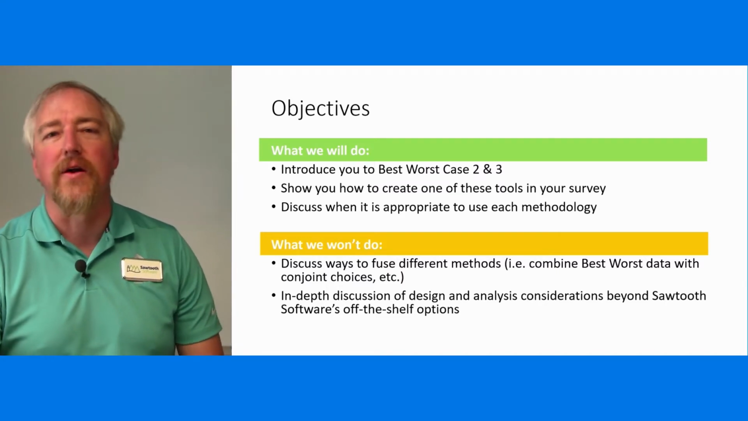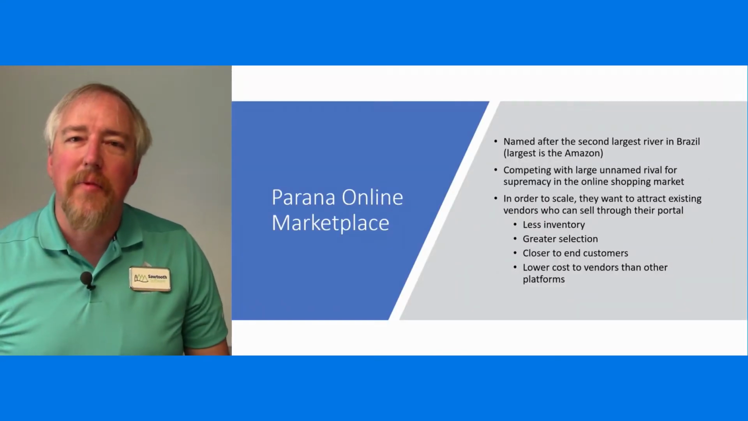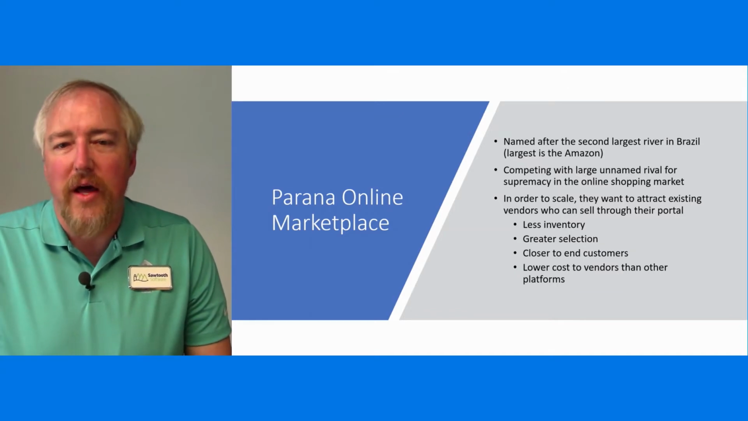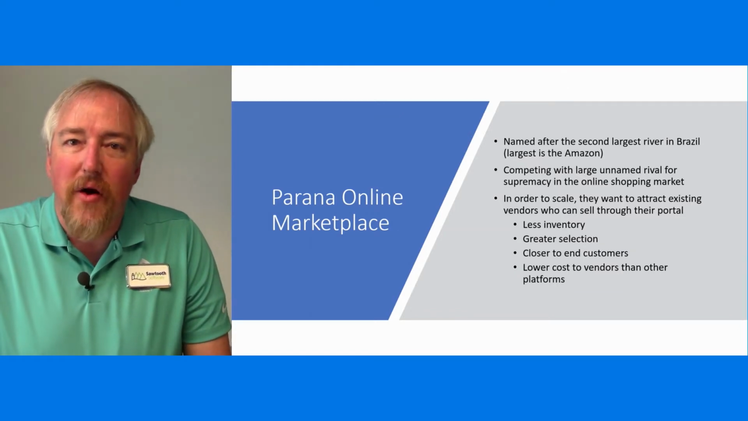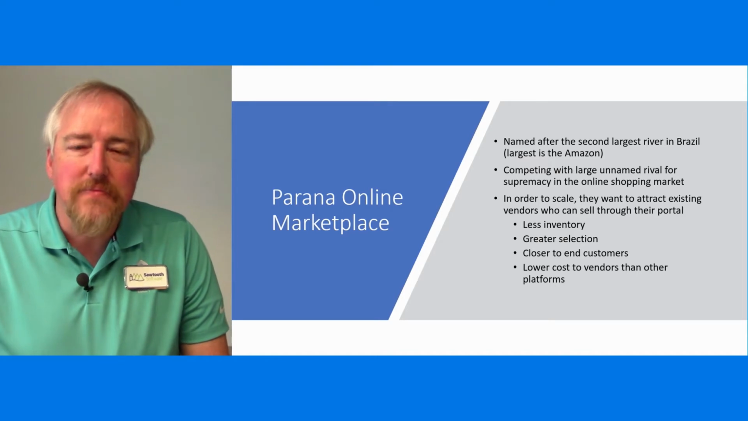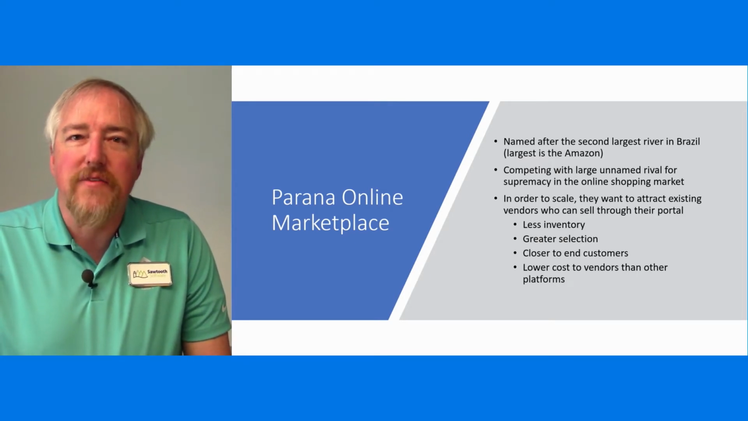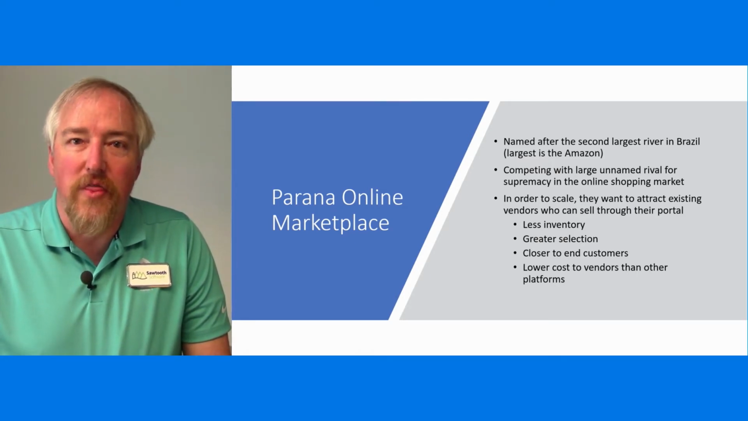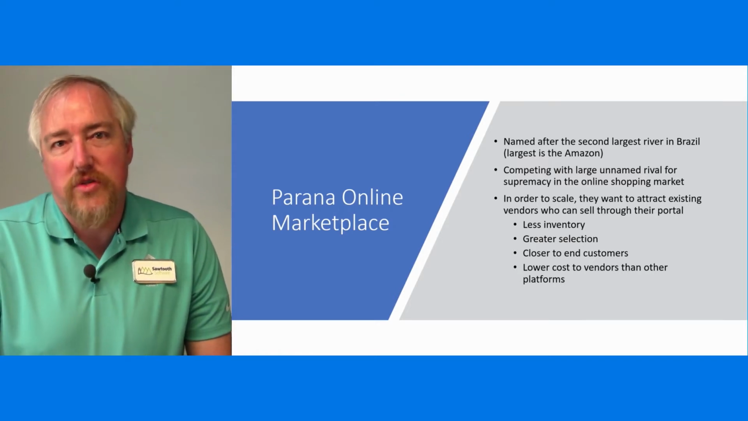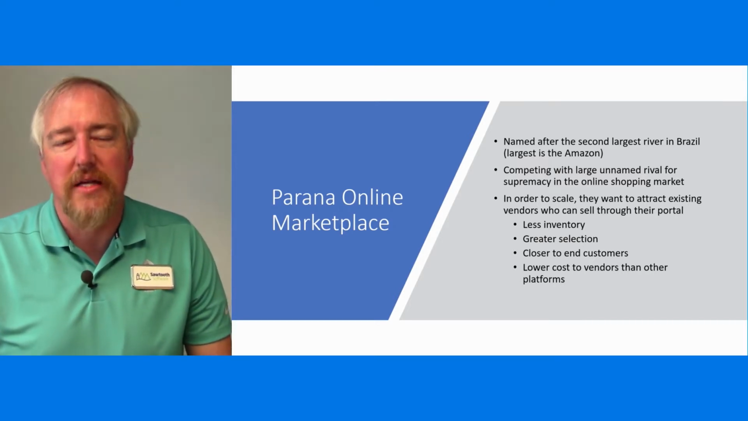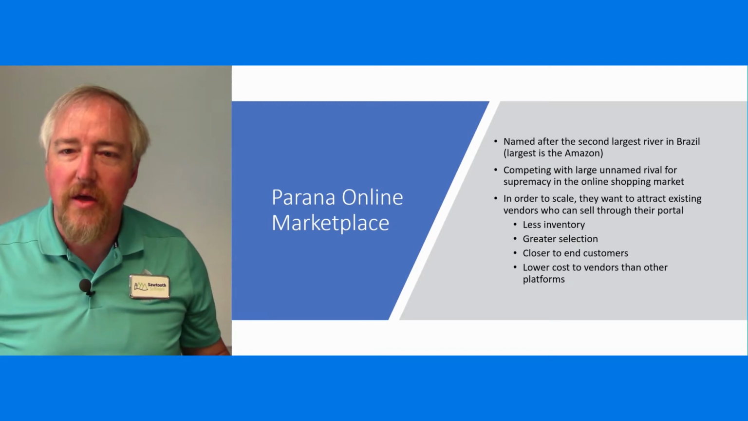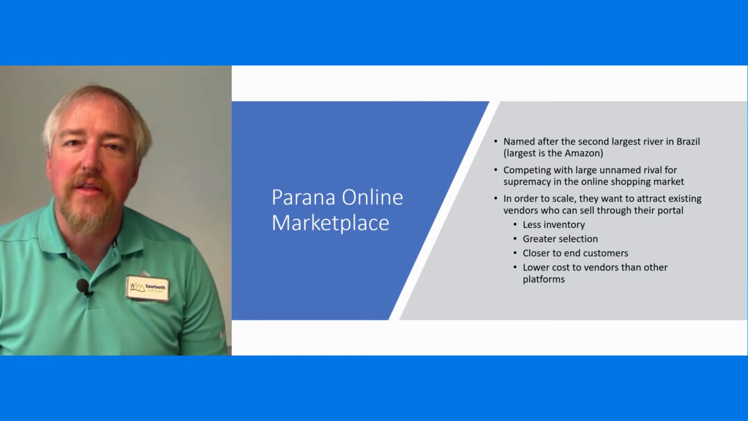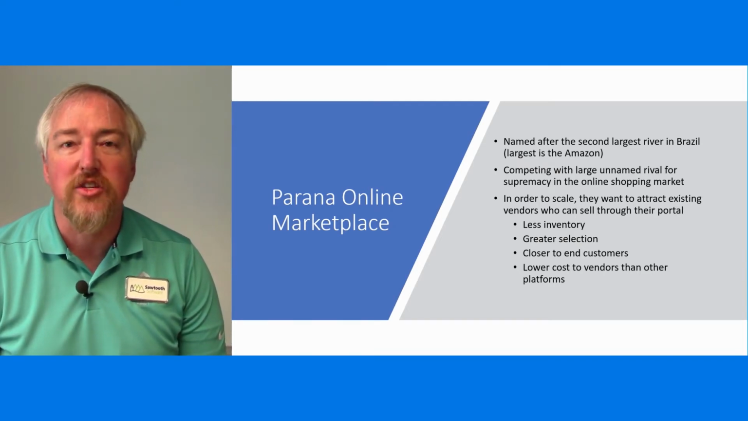Okay, so let's get started. Today, we're going to talk about a fictional company called Piranha Online Marketplace. And Piranha, as you might suspect, is named after the second largest river in Brazil, the largest, of course, being the Amazon. Piranha wants to figure out how they can compete with the big, huge competitor in this marketplace that will remain unnamed, for supremacy in the online shopping market.